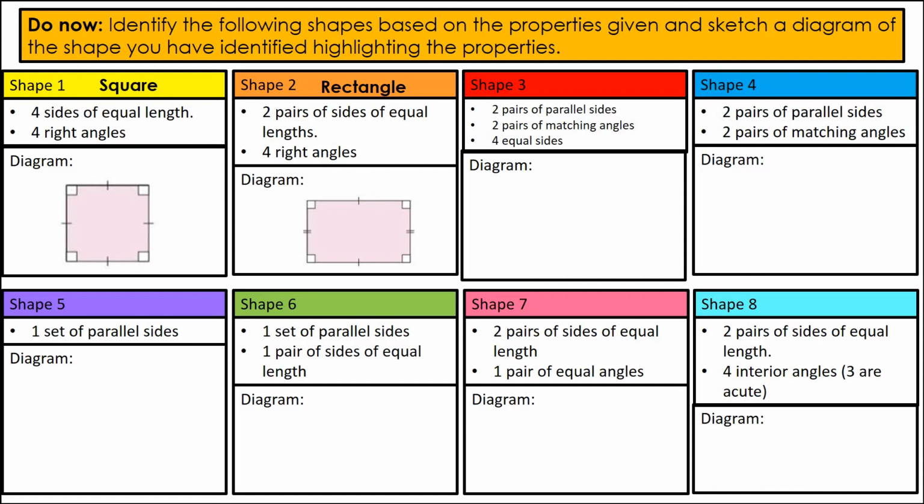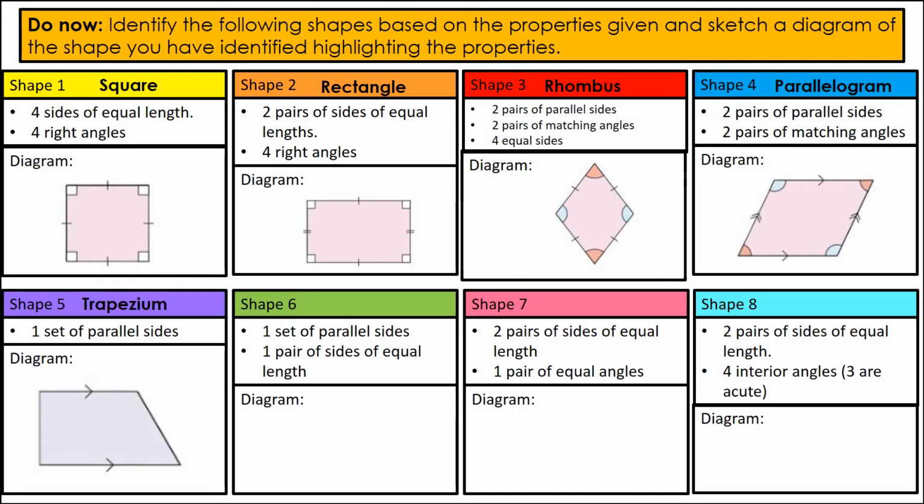Shape 3 is a rhombus. Two pairs of opposite and equal angles and four equal sides. Shape 4 is a parallelogram. People often get those confused. Shape 5, one set of parallel lines, is a trapezium, and that's one of the shapes we'll be looking at mainly today.